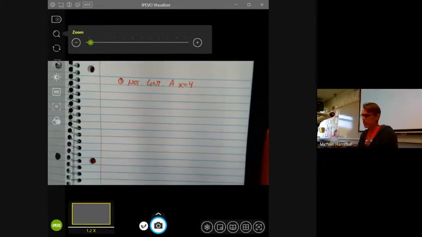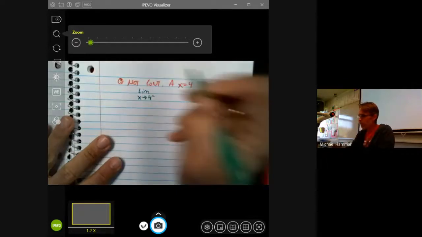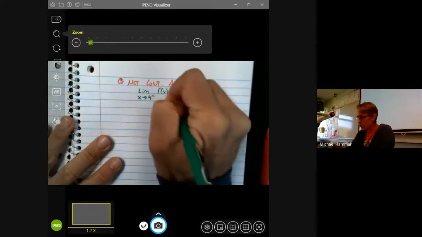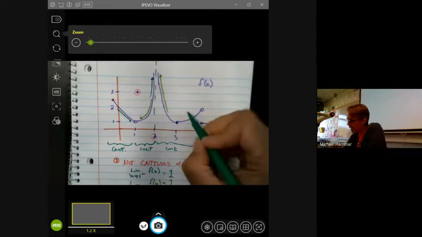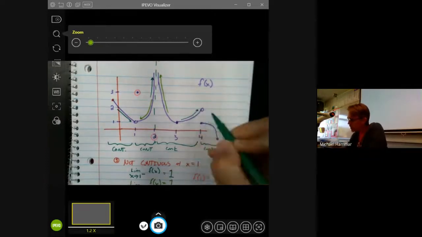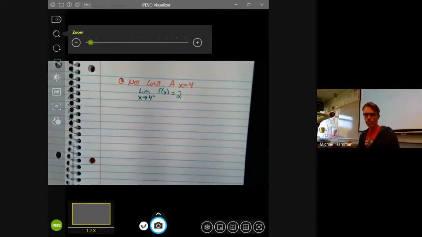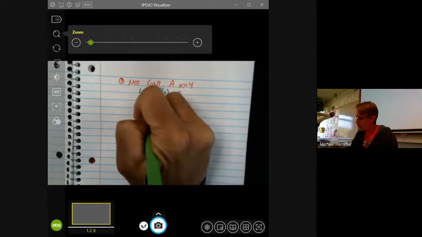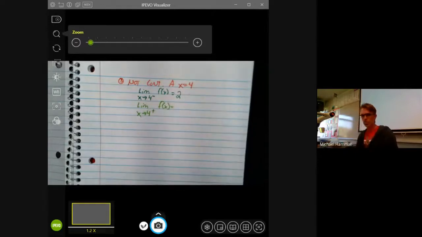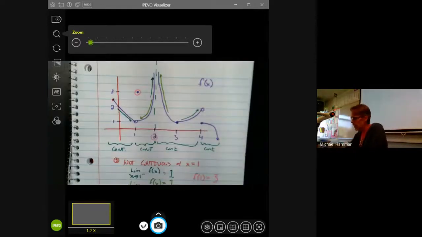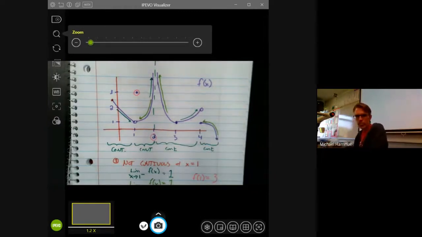So let's go through and let's look at our key things. Let's find the limit as x approaches 4 from the left of f of x. So let's flip to the other side and let's go to 4. And as we come in from the left, you'll notice that the value that it's heading towards is the value of 2. Okay? Now, let's look at it from the right. So the limit as x approaches 4 from the right of f of x. So let's flip to the graph, and let's come in from the right. So we come in from the right side. This value is actually 1.